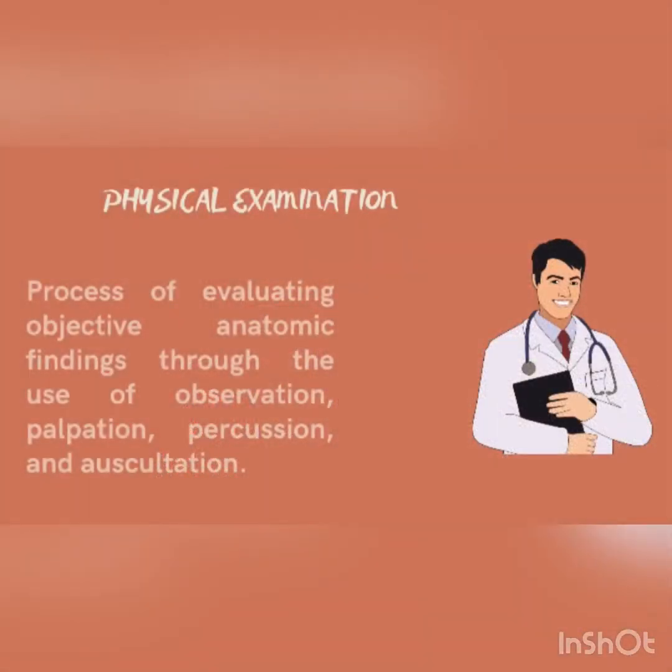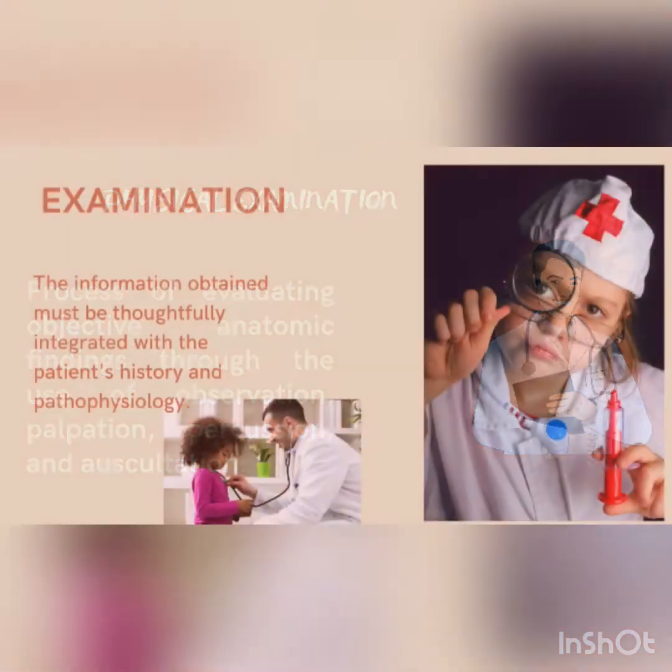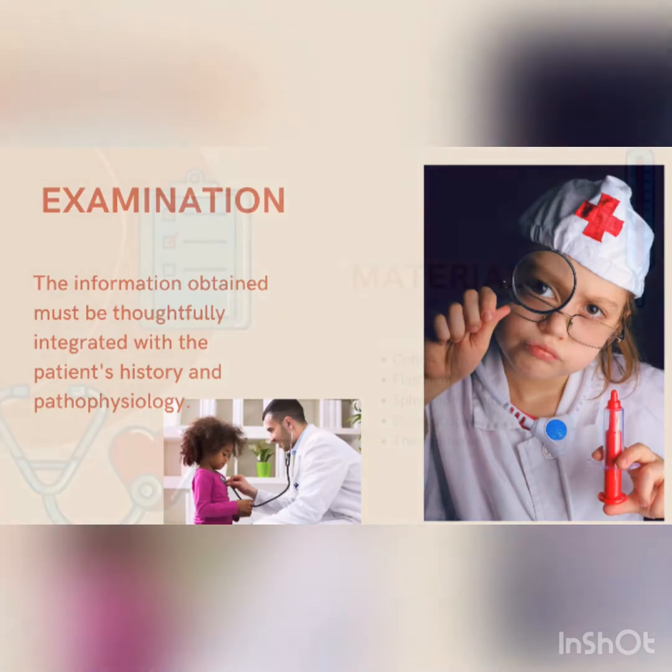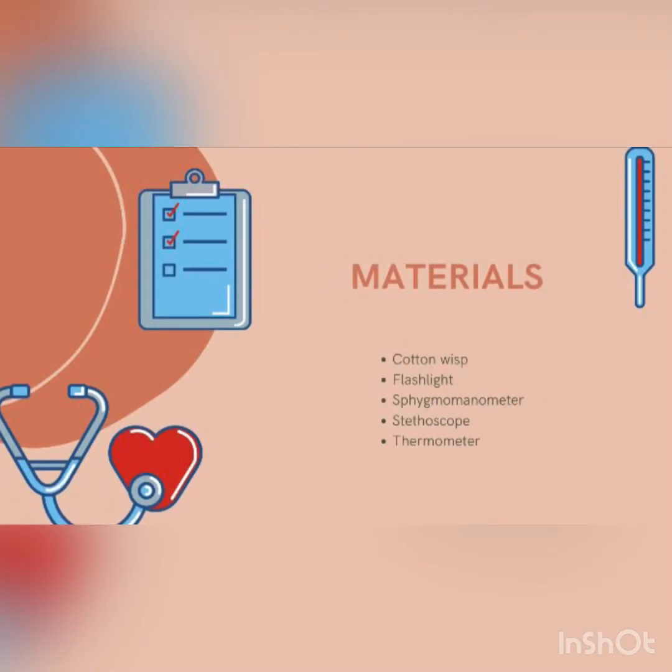Physical examination is a process of evaluating objective anatomic findings through the use of observation, palpation, percussion, and auscultation. The information obtained must be thoroughly integrated with the patient's history and pathophysiology. Materials: cotton wisp, flashlight, phlebotometer, stethoscope, thermometer.